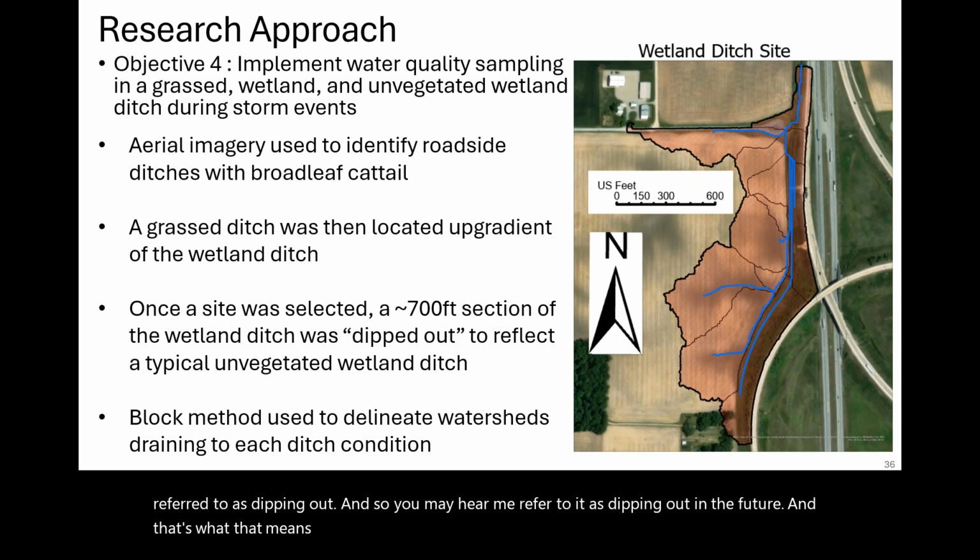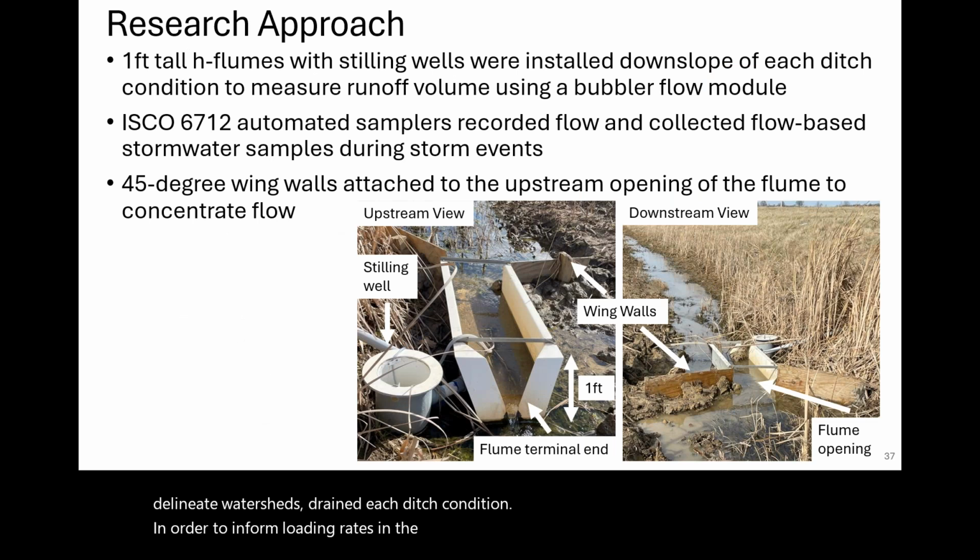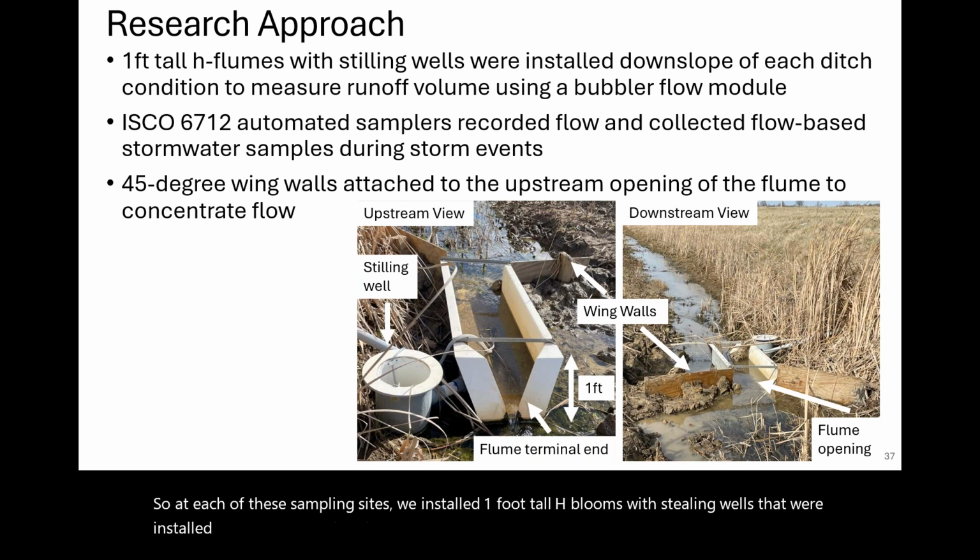Once we identified these sites, we used the block method to delineate watersheds draining to each ditch condition in order to inform loading rates in the future. So at each of these sampling sites, we installed 1-foot tall H flumes with stilling wells downslope of each ditch condition to receive runoff from the ditch condition in order to measure the runoff volume.